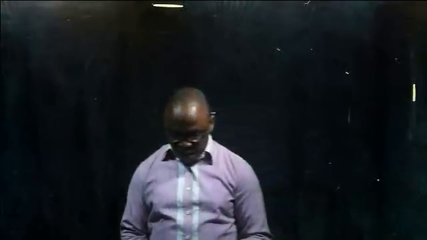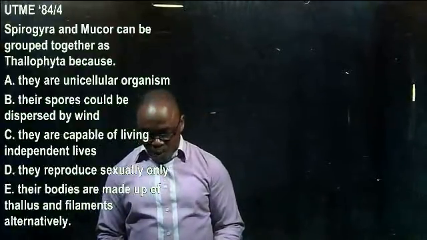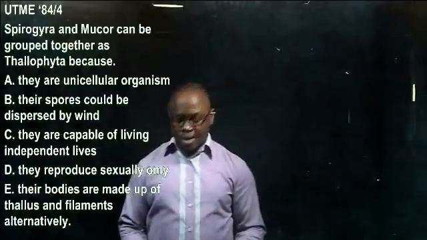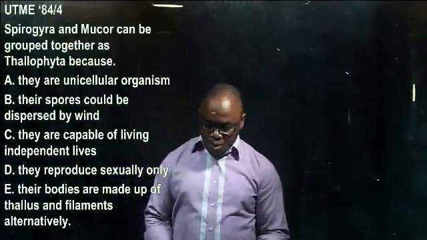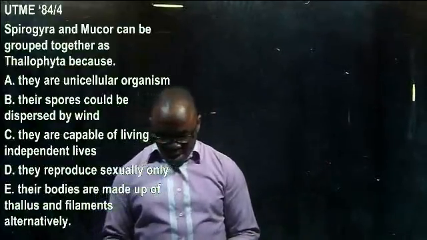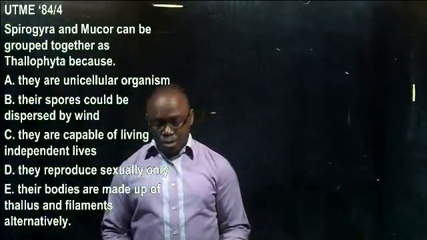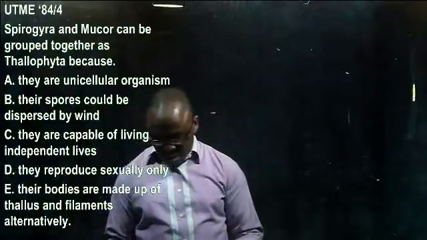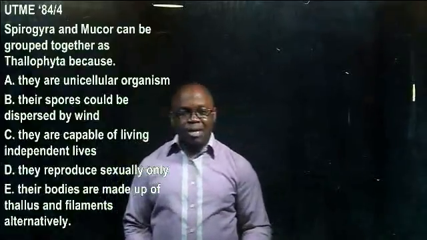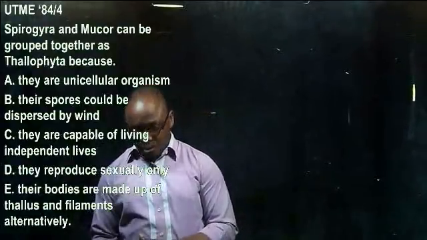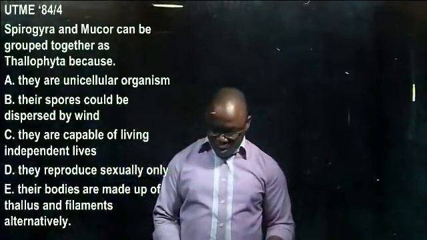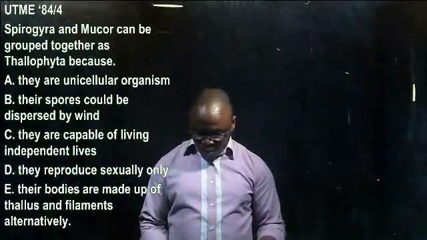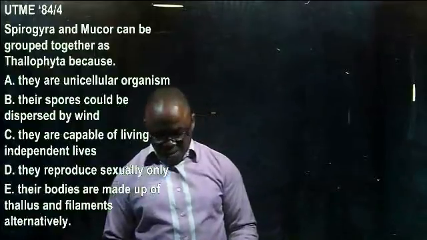Now, our first question for the day is picked up from JAM 1984 number 4. It reads, Spirogyra and mucor can be grouped together as thallophytes because... Our answer here is option E, because their bodies are made up of thallus and filaments. Alternatively, the body of mucor is made up of thallus, while that of Spirogyra is made up of filaments.